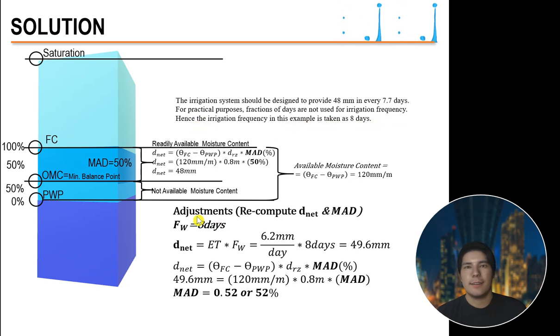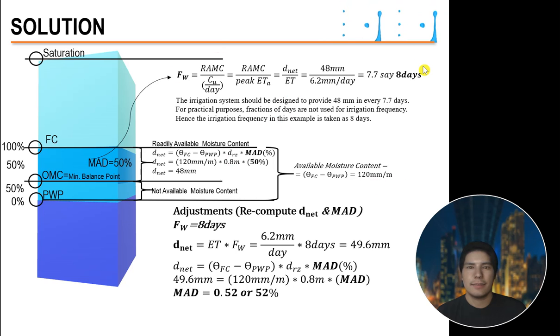Okay. So we need to do some adjustment. We need to recompute for the DNet and MAD. So our frequency of irrigation is 8 days. Given the DNet formula, we now have a DNet of 49.6 mm. So our MAD now, using this formula again, is 52% allowable deficit of moisture.